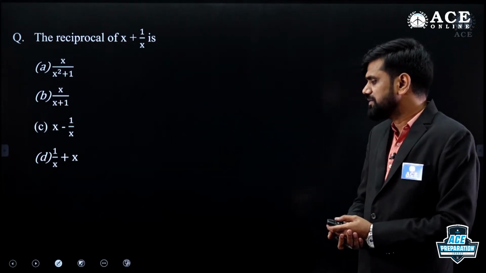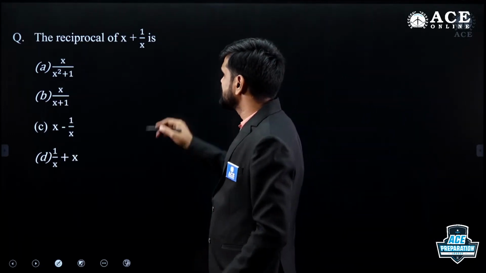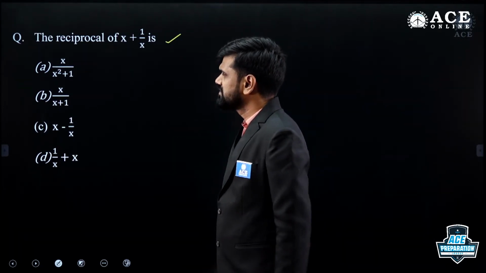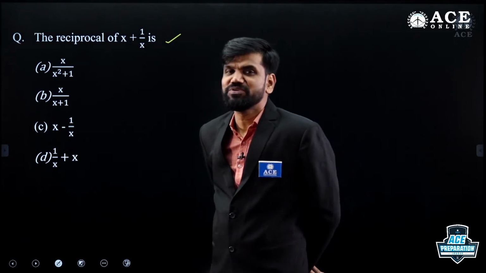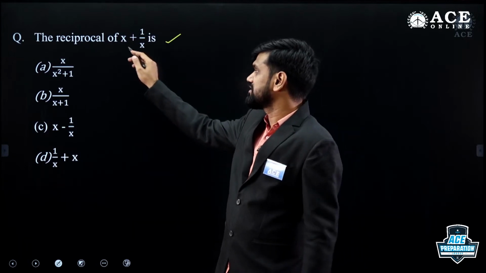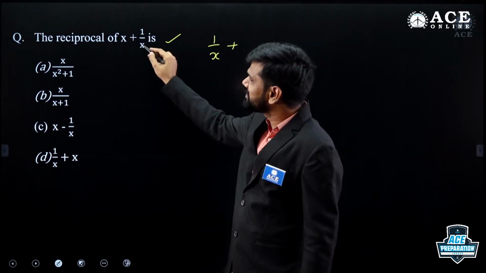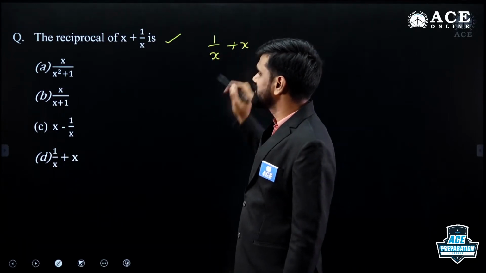This is a basic one. The reciprocal of x plus 1 by x. Generally the mistake that people make here is that when they are asked for the reciprocal of x plus 1 by x, they take the reciprocal of x. Reciprocal of x is what? 1 by x. Reciprocal of 1 by x is what? X. They take it as 1 by x plus x.